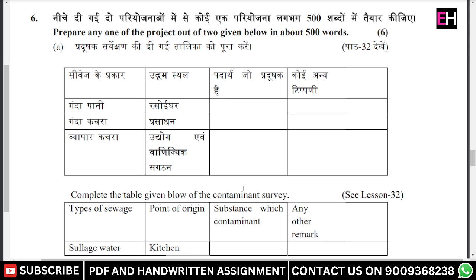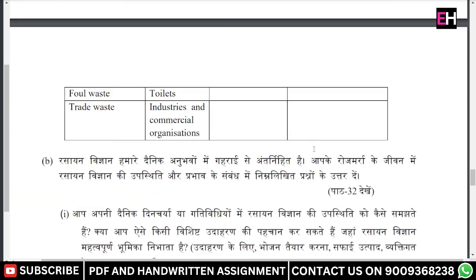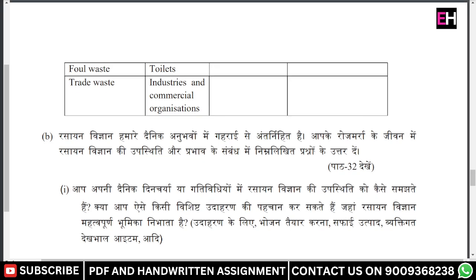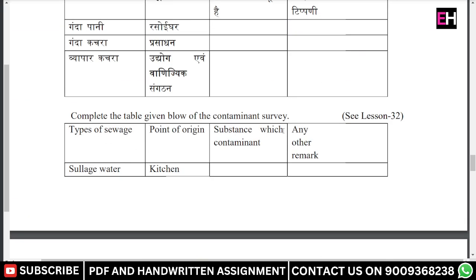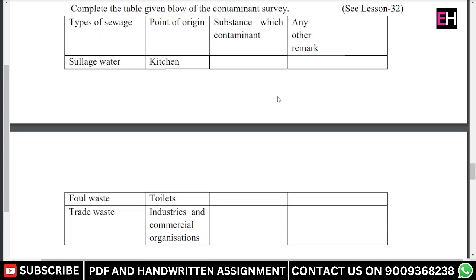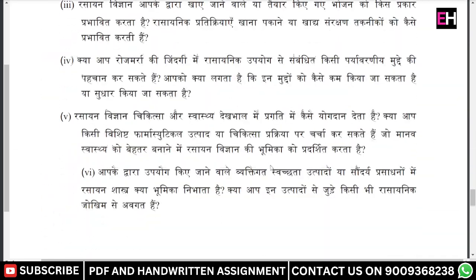Now, question number 6 is here. A table is given here. Prepare any one of the projects out of the given below. So complete the table given below of contaminant survey. So here is a table given here, and you have to complete it. There are four sections given here. Two sections are filled, but two sections are not filled. So in this one we have filled all the answers accordingly.